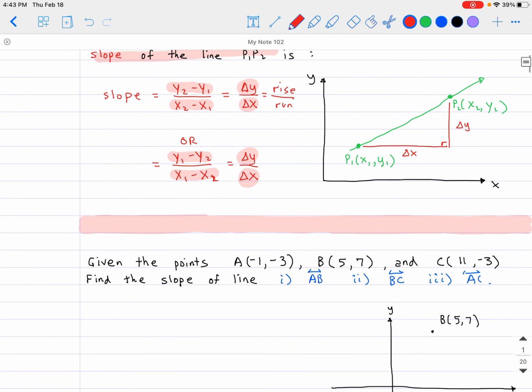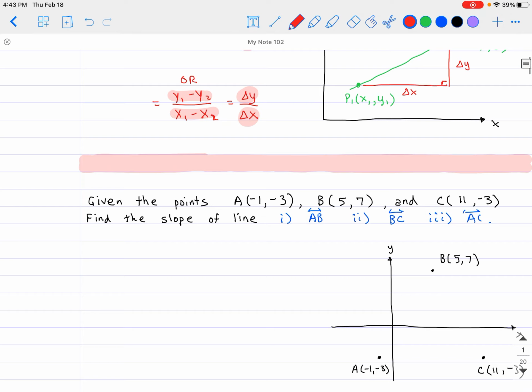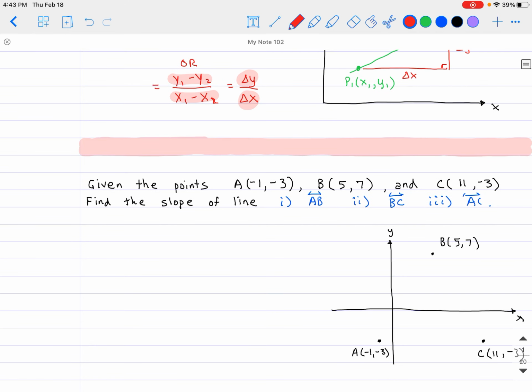So going to a few of these examples right here, we can go ahead and find the following. Let's say now for this one, we're given 3 points right here. We're given A, which is going to be -1, -3, B, which is going to be 5, 7, and C, which is going to be 11, 3. What I would like to do is find the slope of the line for each one of these: AB, and then the second one, which is BC, and then the last one, which is going to be AC. So we can go ahead and use the slope formula to solve for each one.